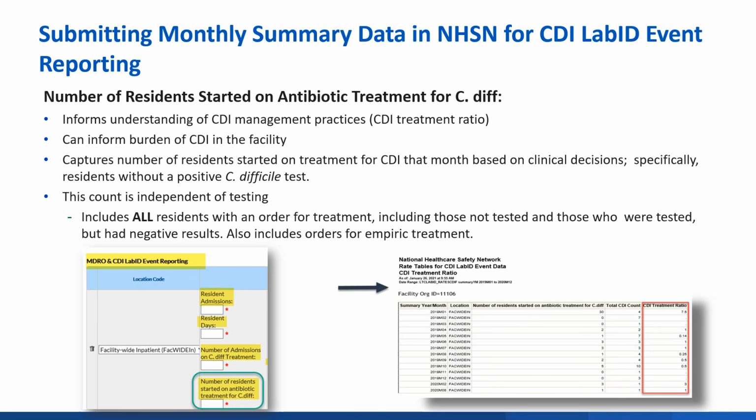CDI treatment starts includes the number of residents started on antibiotic treatment. This includes all new CDI medication treatment orders, regardless if the resident had a positive C. difficile test or met NHSN CDI LabID event criteria, regardless of how many doses the resident received or how many days the resident was on the medication, and even if the resident did not complete the antibiotic or switched to a new antibiotic. If the resident was switched to a new antibiotic, include the first and new order in the count, so you would count as 2 new orders.